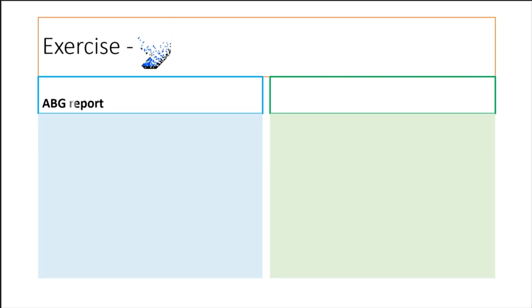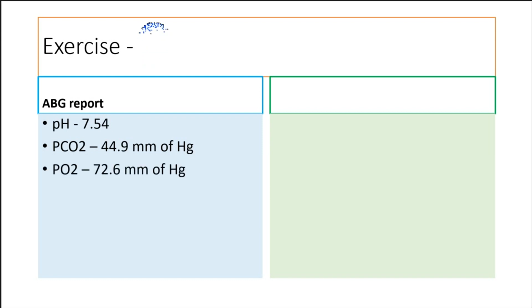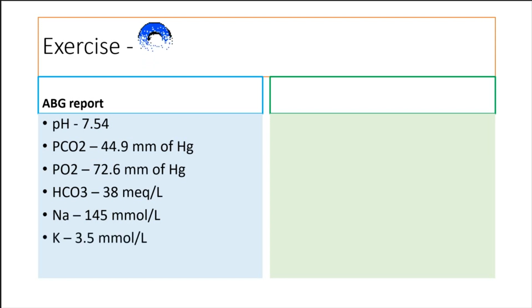Exercise 9. ABG report. pH 7.54. PCO2 44.9 mm of Hg. PO2 72.6 mm of Hg. HCO3 or bicarbonate 38 milliequivalent per liter. Na or sodium 145 millimole per liter. K or potassium 3.5 millimole per liter. Cl or chloride 98 millimole per liter.